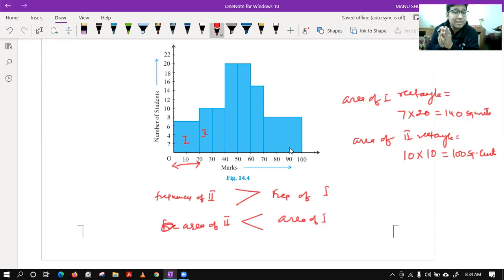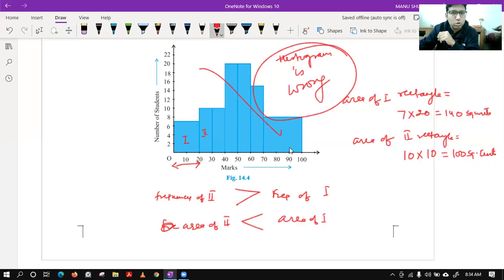This was the significance. Your area of these histogram bars should be proportional to frequency. So can we say this histogram is correct? Please tell. Can we say? No, this histogram is wrong because the third condition it is not meeting. So we have to change something. Now the question arises, can we change the width easily or the frequency?